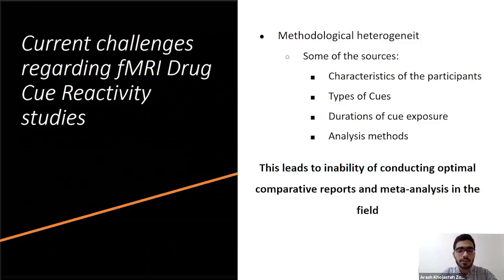So following up on what dear Mehran mentioned regarding one of the main current challenges in the field of FTCR studies, which happens to be methodological heterogeneities, we can see that this problem stems from different sources, such as the participants' characteristics, different types of cues used in the studies, also the duration of exposure to those cues, and the analytical methods as well. So, all in all, these items will lead to a state in which we will not be able to conduct optimal comparative reports and meta-analysis regarding FTCR studies.